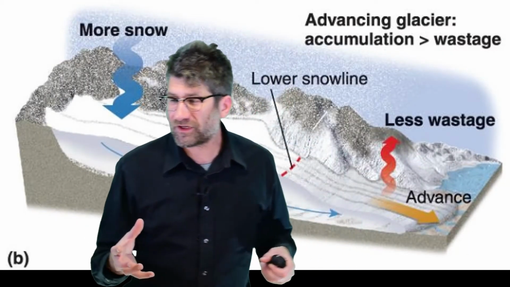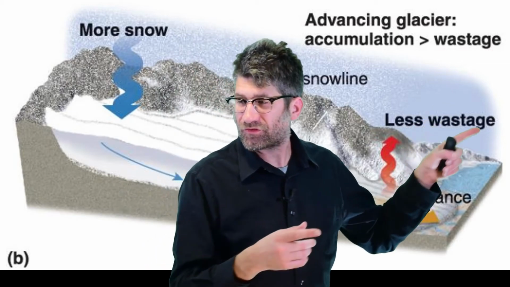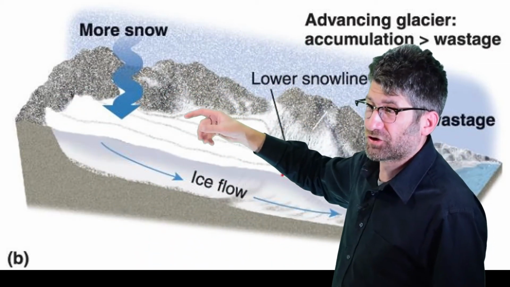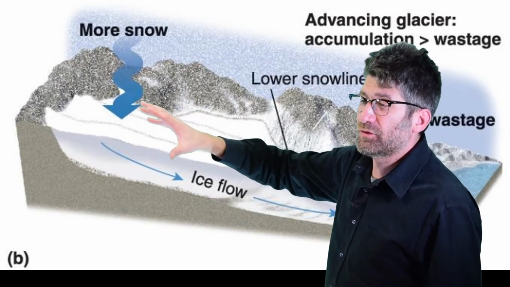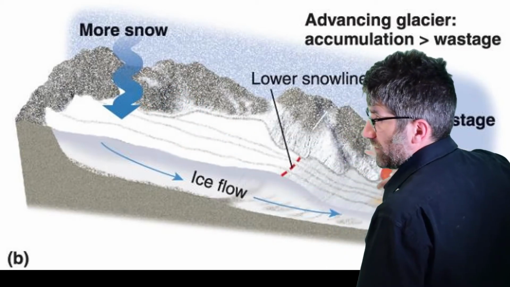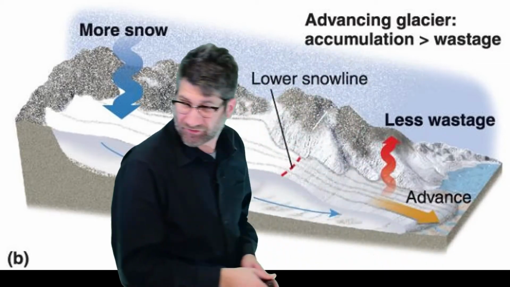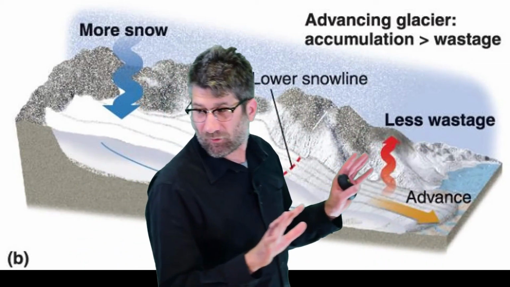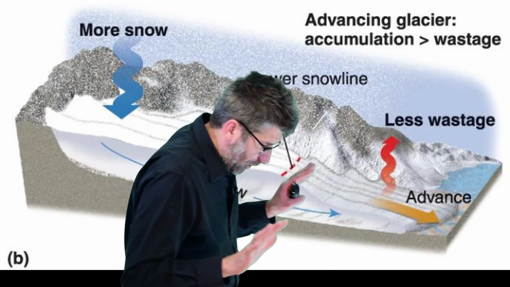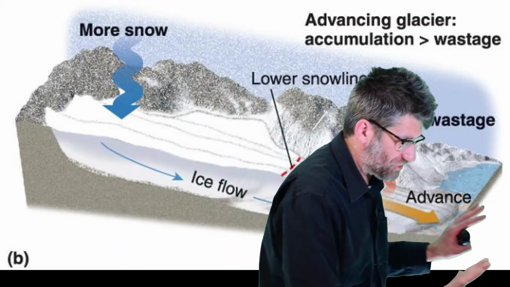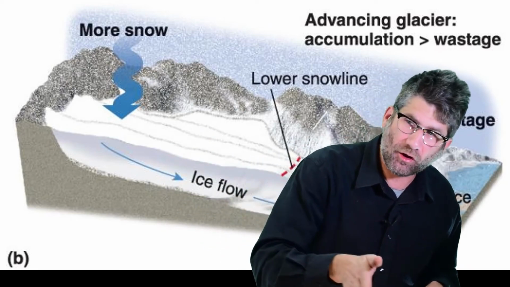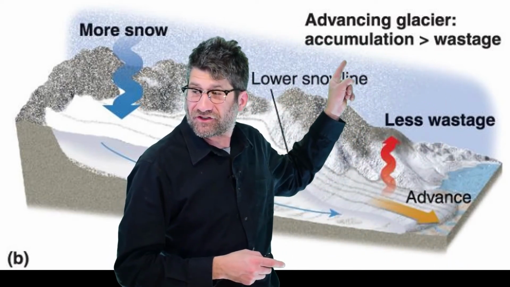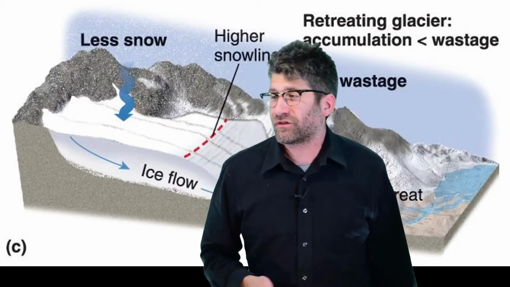If for some reason we end up adding more snow to the glacier, and we end up accumulating more than we're melting out the base of this thing, so here's the base of it right here, we're getting less wastage. Then our ELA is going to march down valley. The ELA is going to be lower in elevation. So that would make what's called an advancing glacier, when accumulation is greater than wastage.